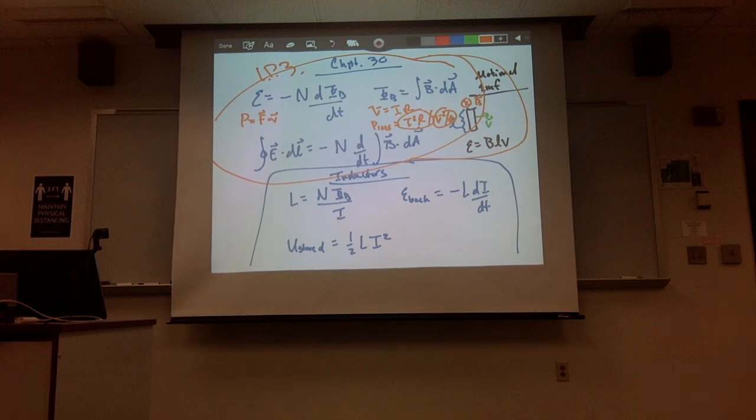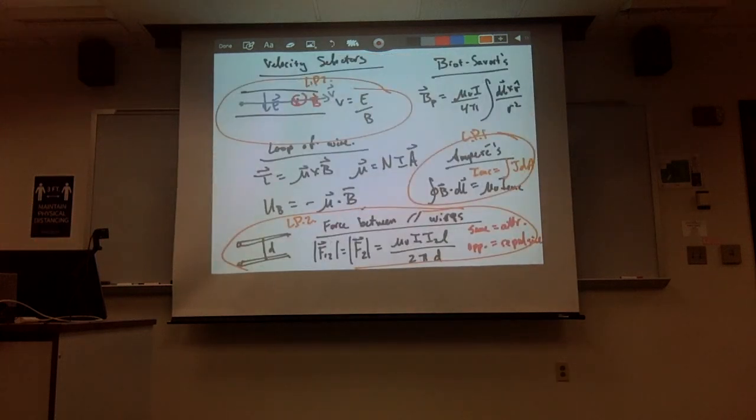So motional EMF type stuff. So that's going to be all your long problems. So typically motional EMF type stuff, forces on a charged particle or on a wire, or again, Ampere's law. So these are going to be my 3.